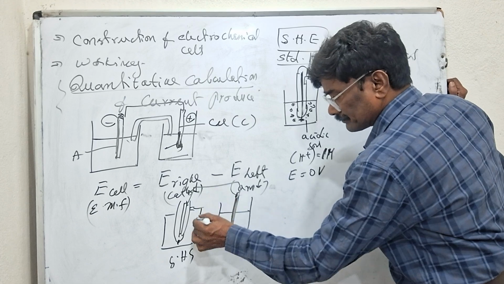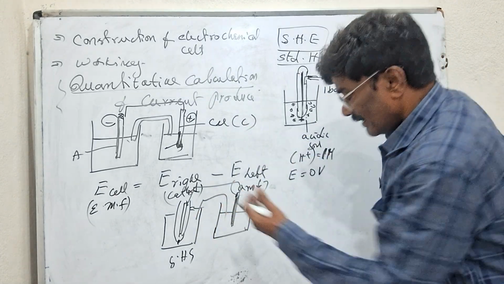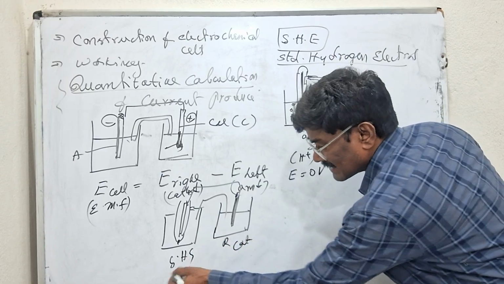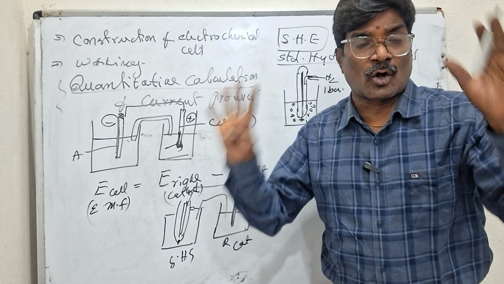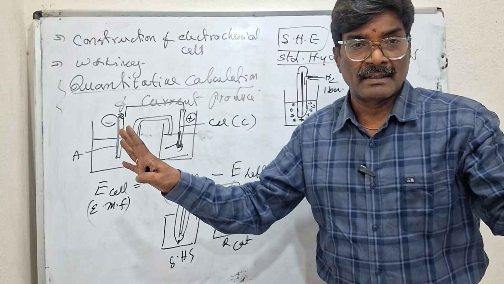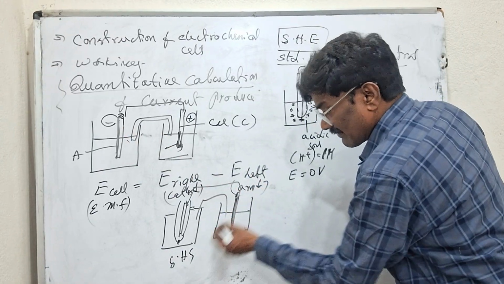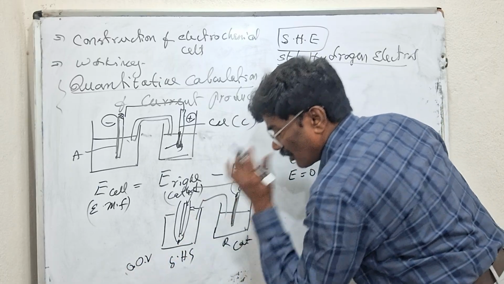These are connected by a salt bridge and copper wire. Here, the right side means cathode, and this is the anode. SHE is always taken as the anode. That is fixed. Never confuse. Its value is 0 volts.